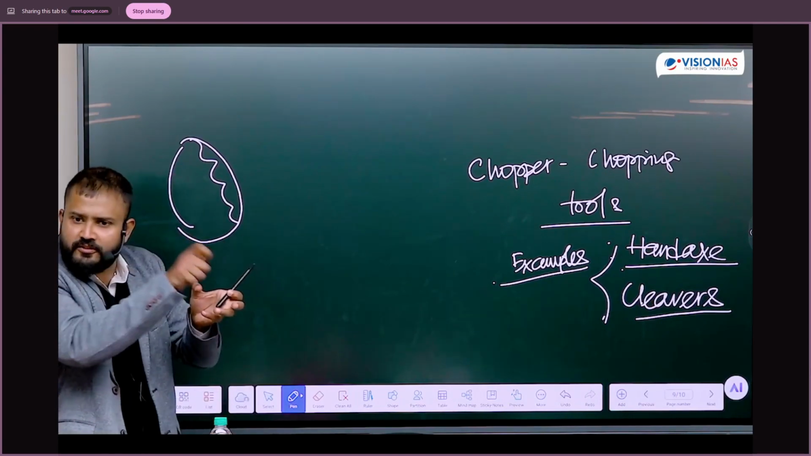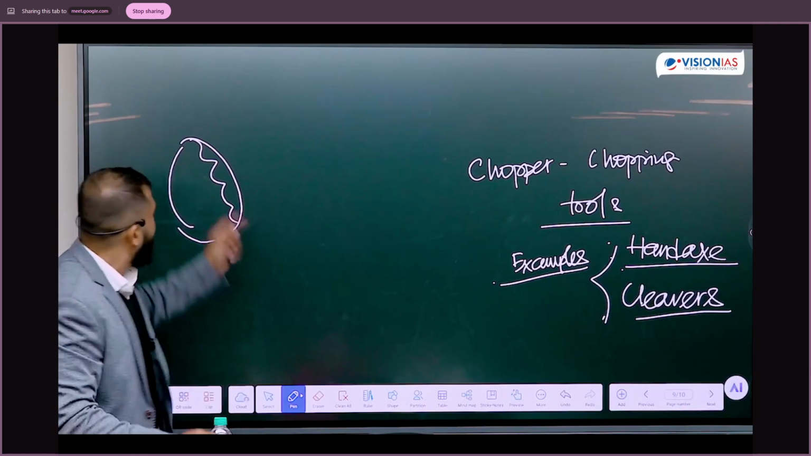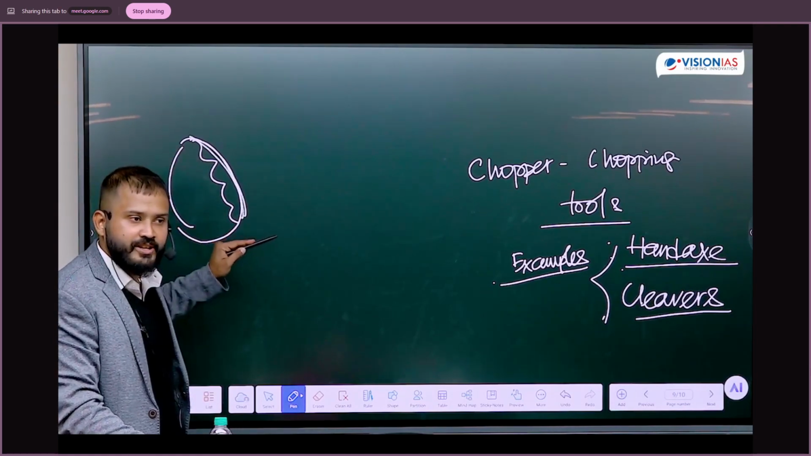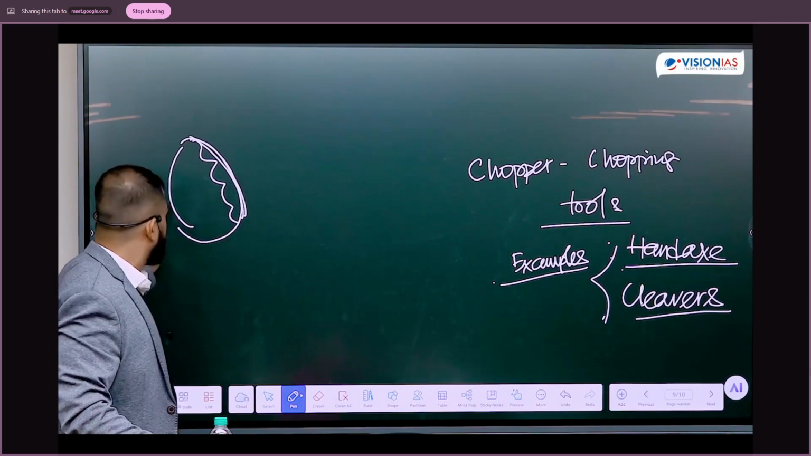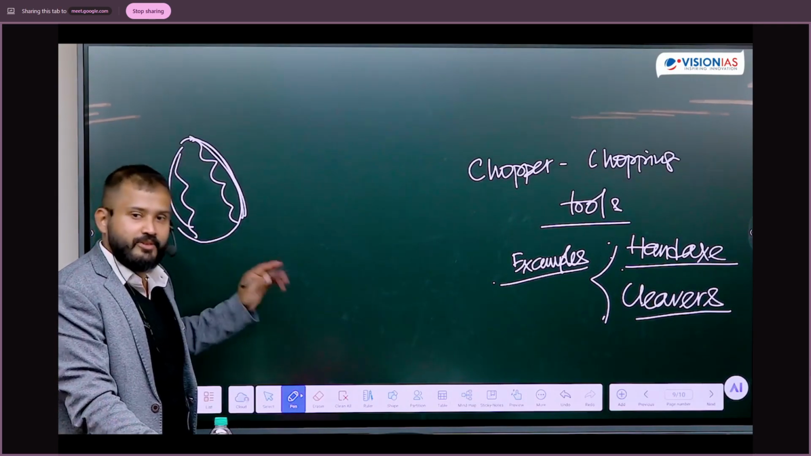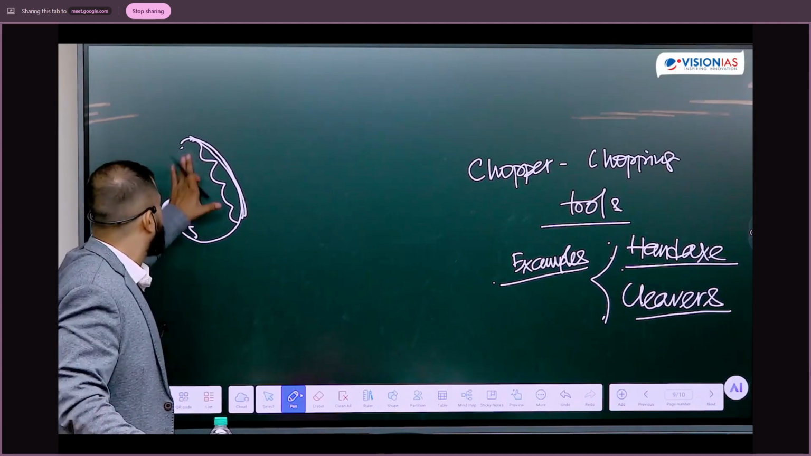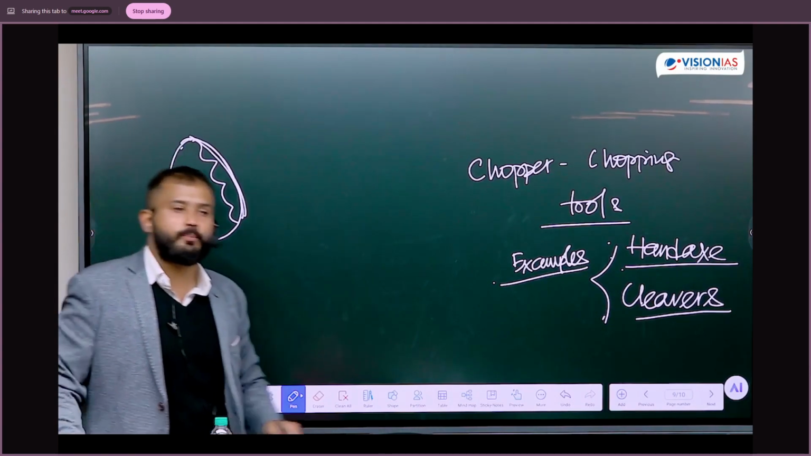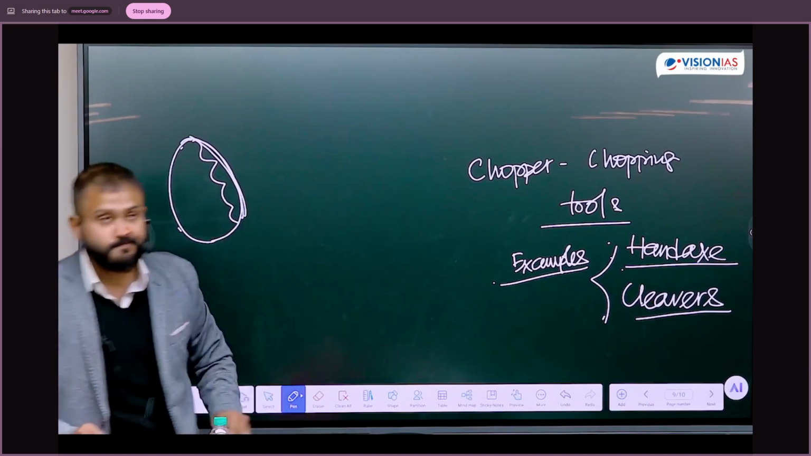You understand? You will find a glossy glazed surface and a sharp edge here. This side we will be using and this side for holding. Gradually you will find two sides are chipped. Primarily it will be like this. These are the examples of chopper chopping tool. Let us look at it, write it down.